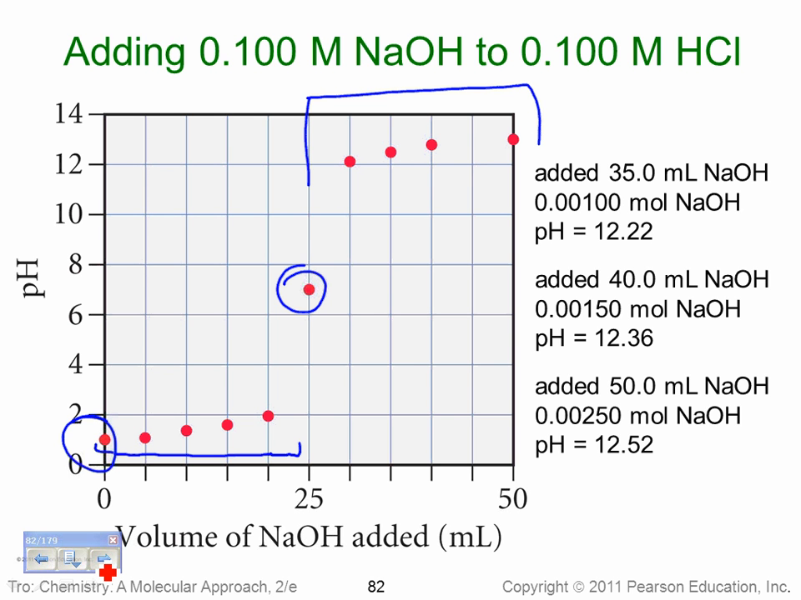First one's a calculation. The equivalence point. This one. That's not a calculation. Because I know it's 7 because it's strong acid.